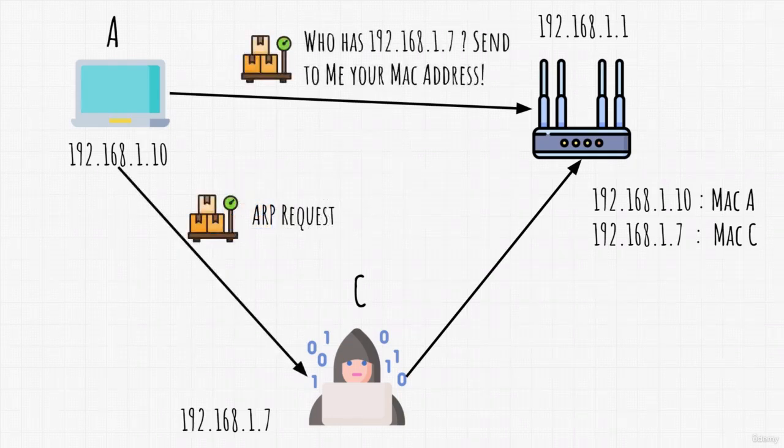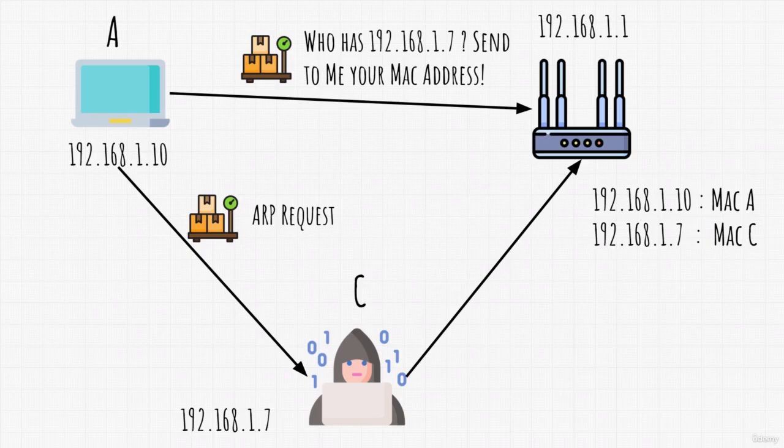Let's say machine A wants to communicate with our Kali Linux machine. To do that, it must know our MAC address, so it sends the ARP request to the broadcast address, which simply means every machine on the network will get that ARP request. And with that ARP request, machine A asks who has the IP address 192.168.1.7. And it also says, send me your MAC address if this is your IP address.